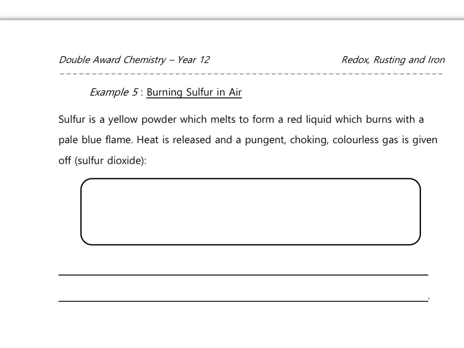So let's have a look first of all at the word equation. So we've got sulfur reacting with oxygen. So we simply write sulfur plus oxygen. Literally, sulfur is reacting with oxygen. Then what do we form? We form sulfur dioxide. So over on my right hand side, I just write sulfur dioxide.